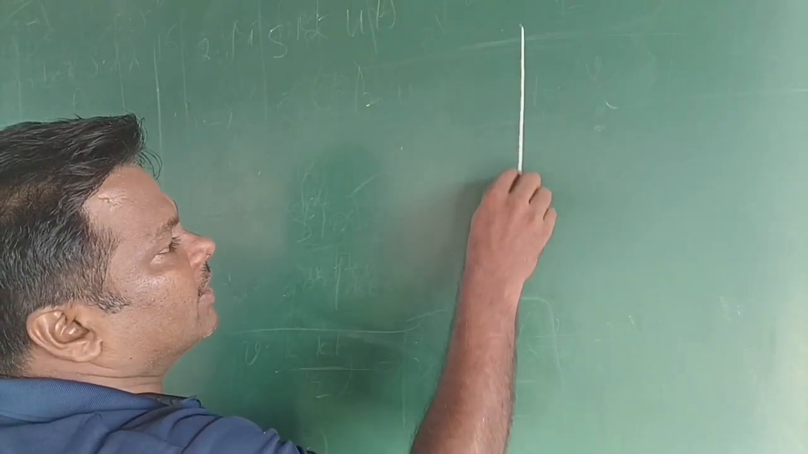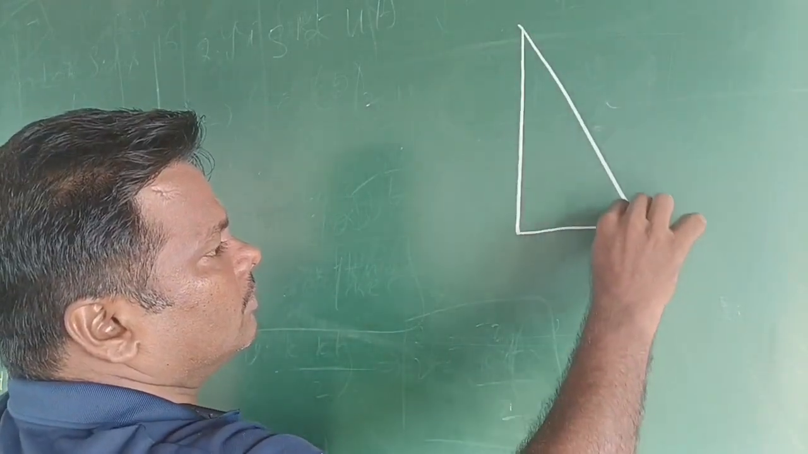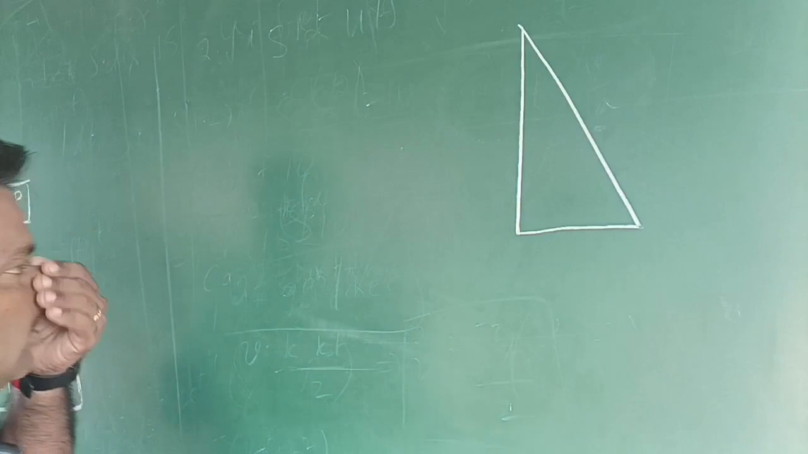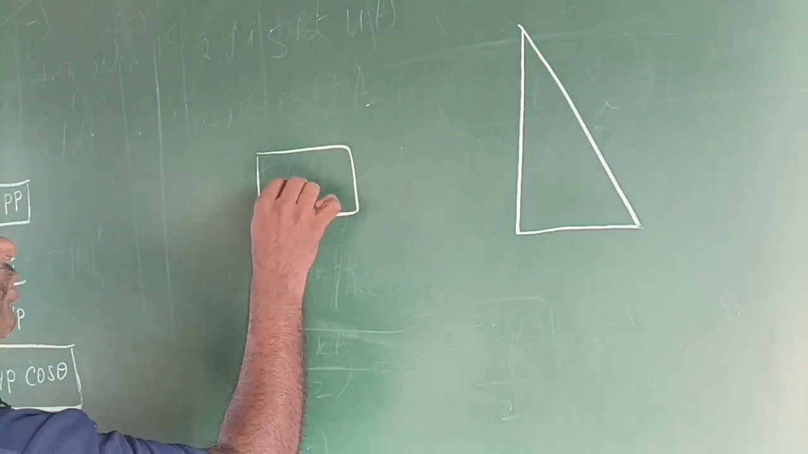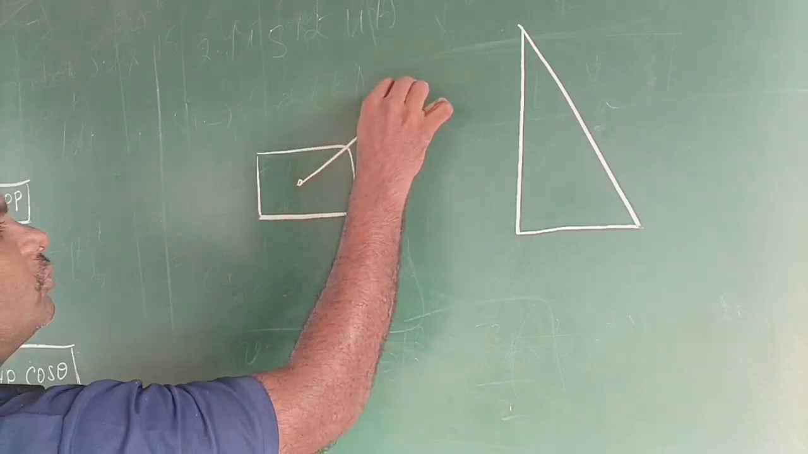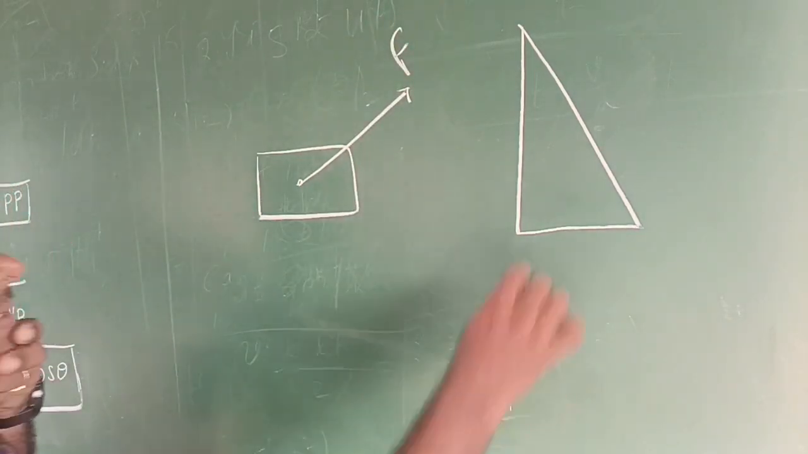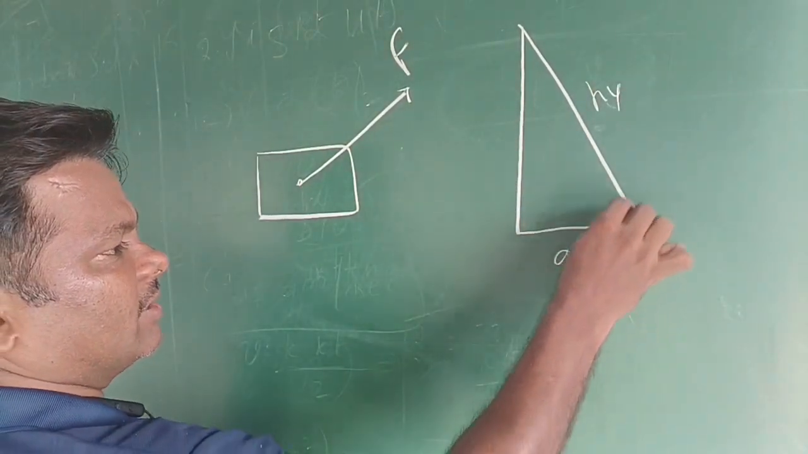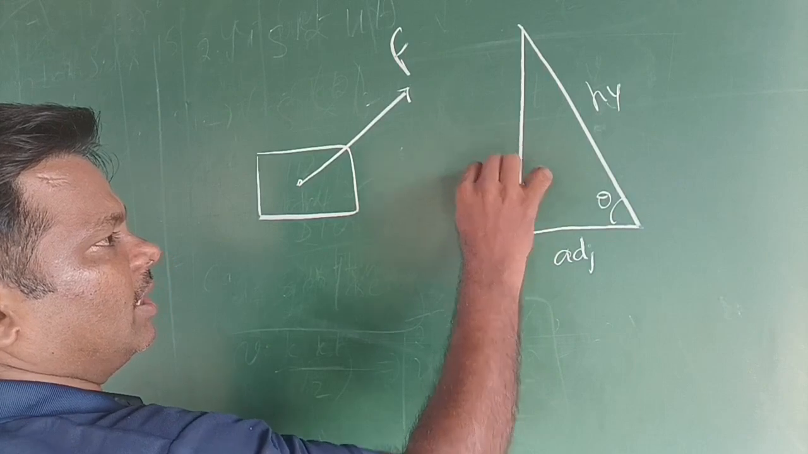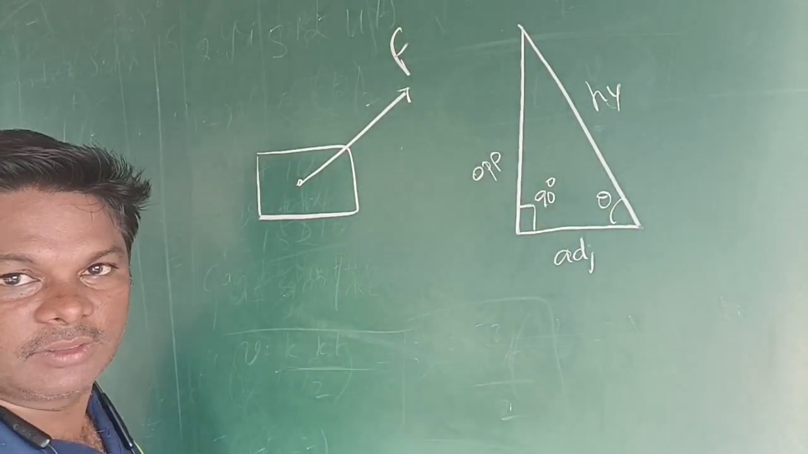Look, this is our right angle triangle. Now I will form a right angle triangle here. One force is acting on this block. This is your hypotenuse. Listen carefully. This is your adjacent side, this is your theta, and this is your opposite side, right? This is your 90 degrees. This is what we discussed so far.